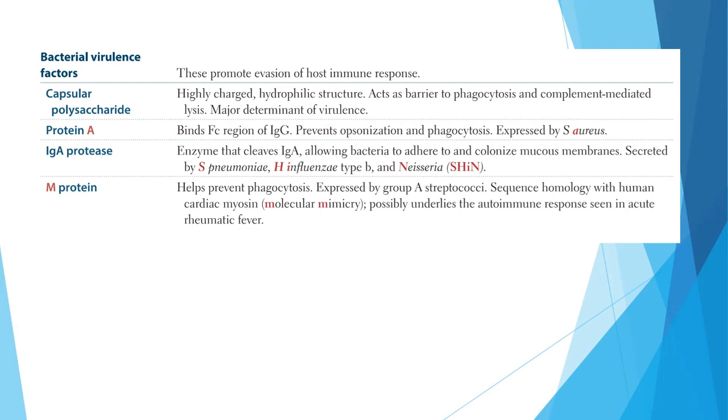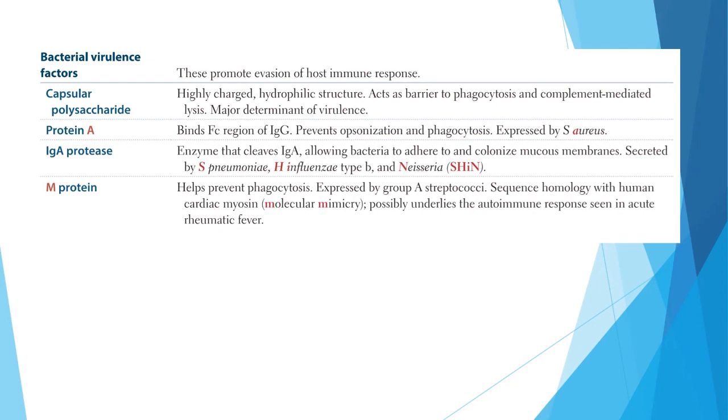Protein A binds the Fc region of IgG and prevents opsonization and phagocytosis, which is typically expressed by Staph aureus. IgA protease is an enzyme that cleaves the IgA, allowing bacteria to adhere to and colonize the mucous membrane. You know that IgA is generally present in the sinopulmonary sites or in the mucous membrane sites, and the bacteria that cause disease in these sites, like Streptococcus pneumoniae, Haemophilus influenzae, and Neisseria, all have the enzyme IgA protease. This IgA protease cleaves the IgA antibody and makes the environment favorable for the bacteria.